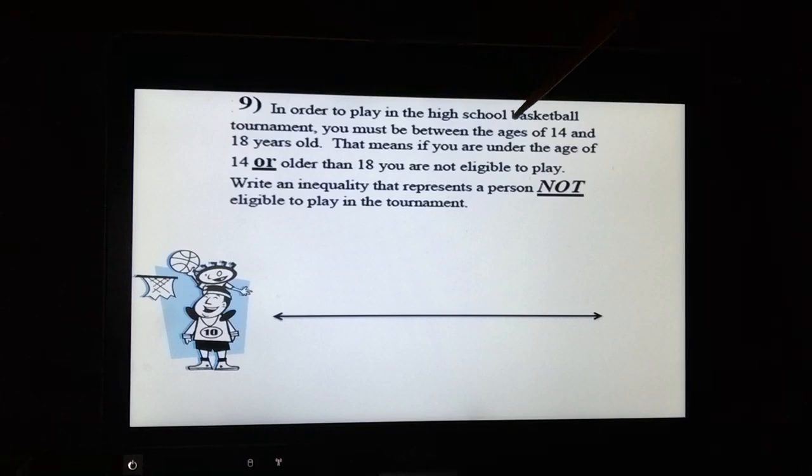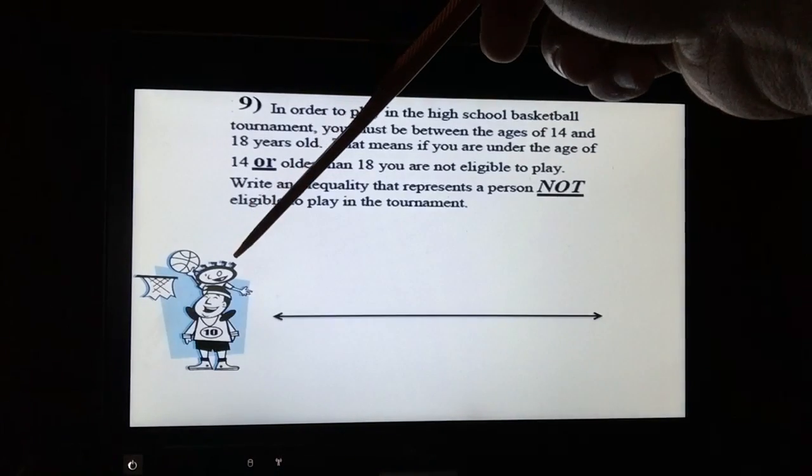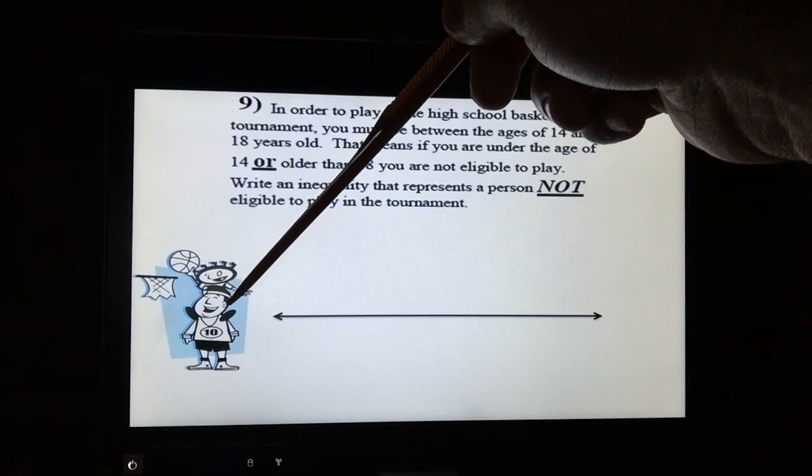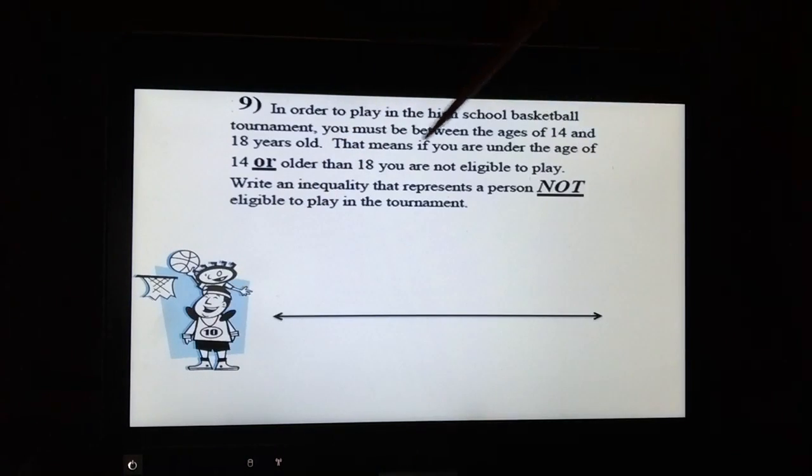That means if you are under the age of 14 or older than 18, you are not eligible to play. Write a compound inequality that represents who is not eligible to play. So you can see this little kid wouldn't be able to play, and this old guy wouldn't be able to play. So let's go ahead and create the compound inequality.